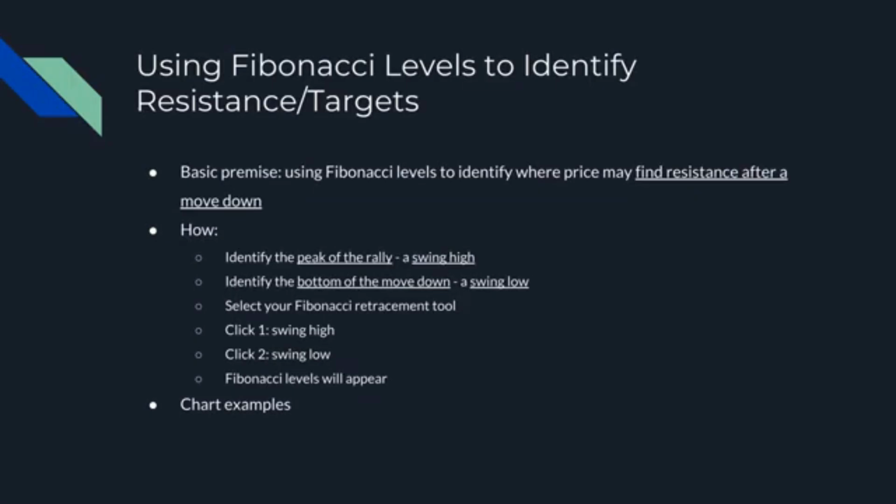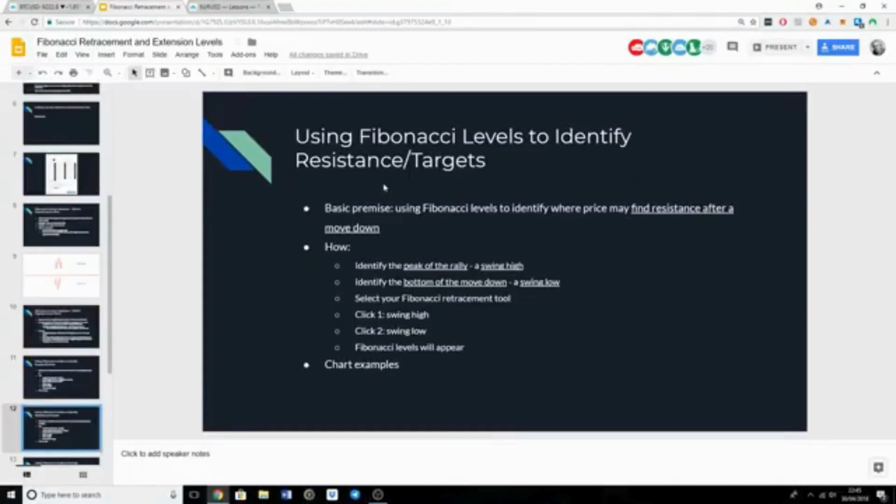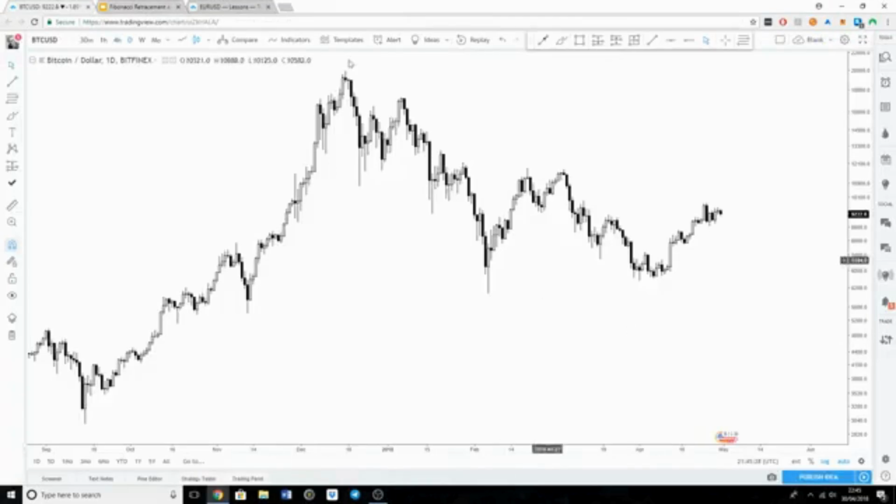We want to identify the peak of a rally. So we start from the top, which will usually be a swing high. We want to identify the bottom of the move down. Again, usually a swing low. We select our Fibonacci retracement tool. And this time, again, we don't go from bottom to top. We flip it and we go top to bottom. And the Fibonacci levels that appear will project plausible resistance levels.